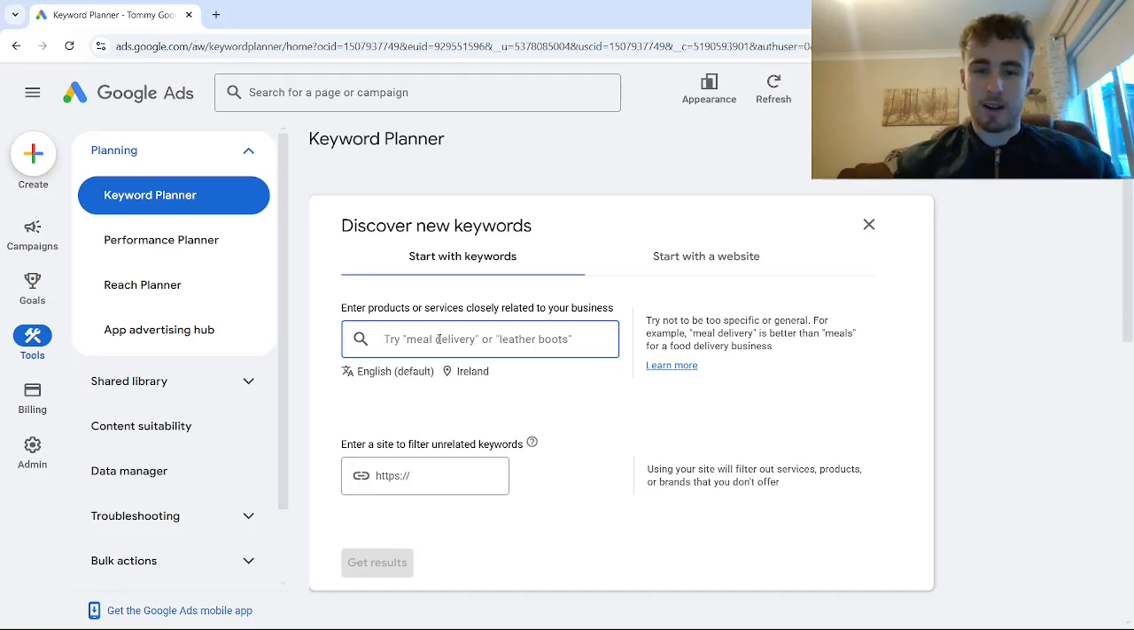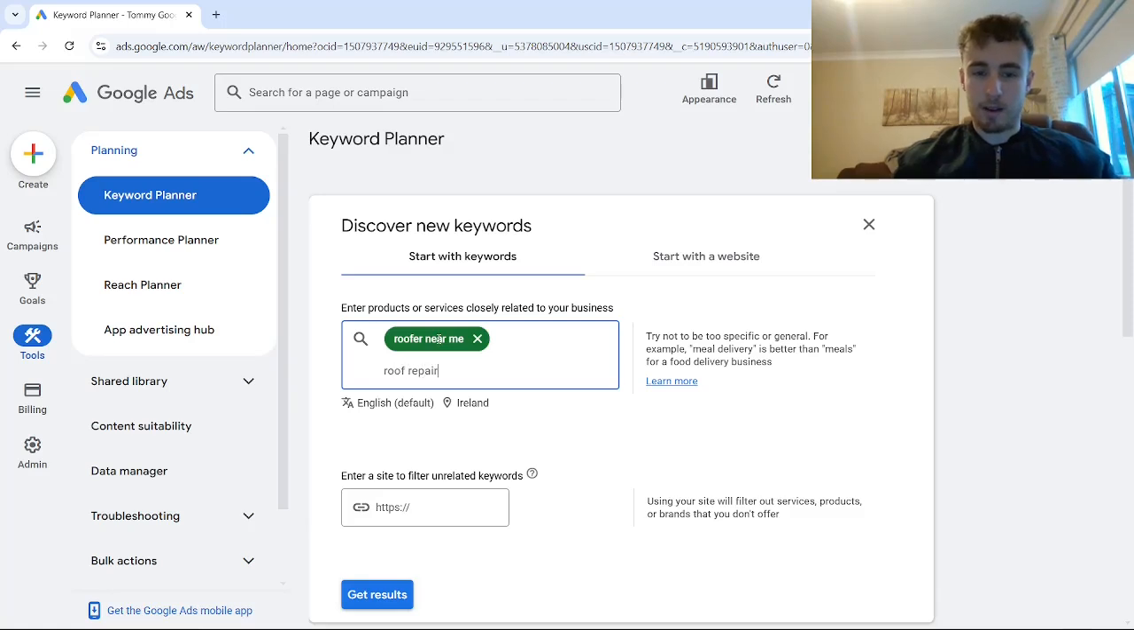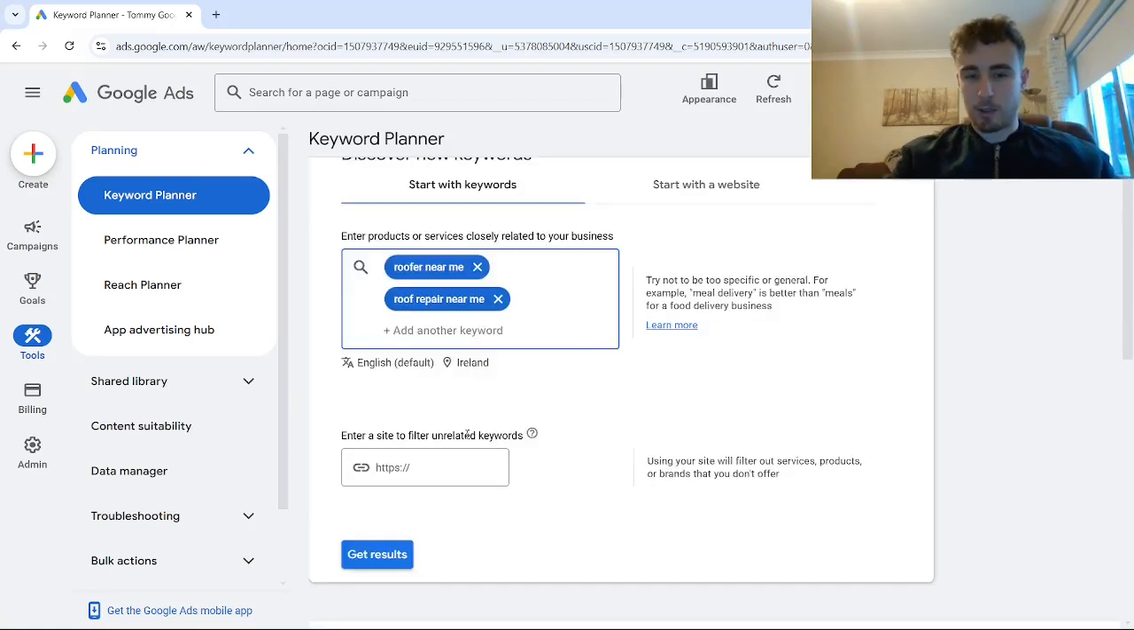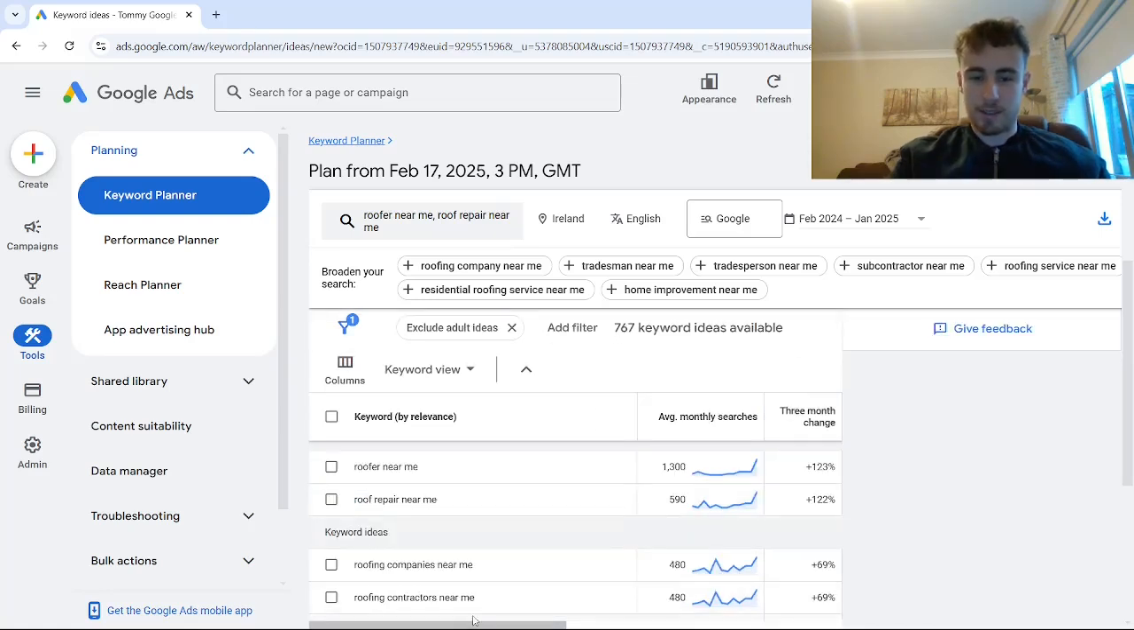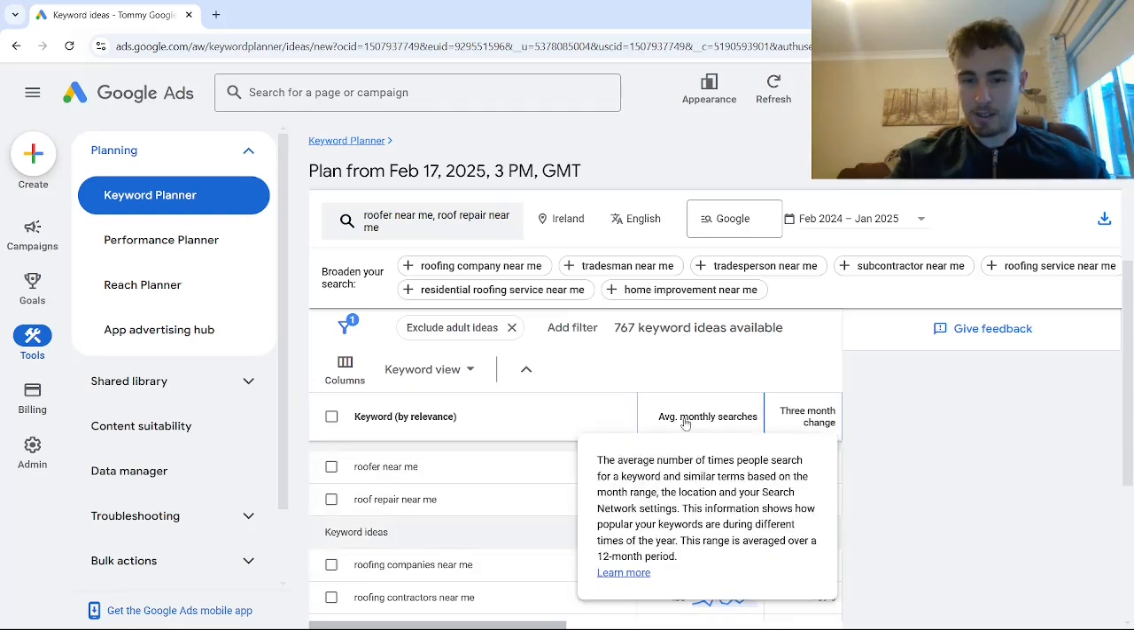So let's just say that we are a roofing company, for example, and we want to target high buying intent roofing keywords. So what we could put in, for example, is roofer near me, roof repair near me, and so on. And once you put in a few keyword ideas, then all you have to do is press get results. And as you can see here, from that alone, we've just gotten 767 keyword ideas potentially that we can use for our campaign. And what you can see here then is the big list of keywords and how many average monthly searches these keywords are getting.